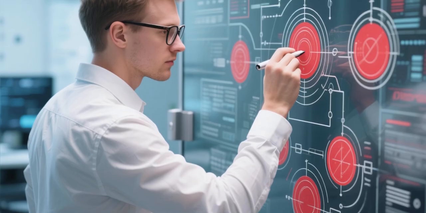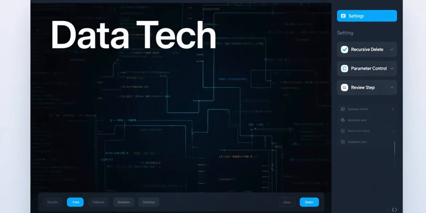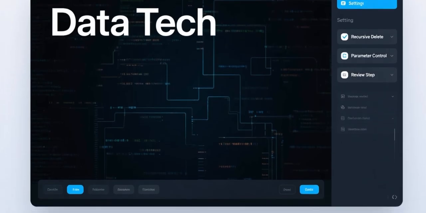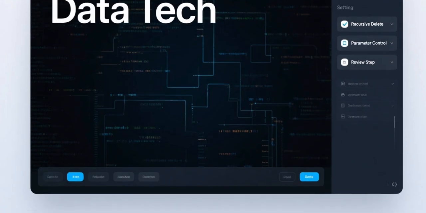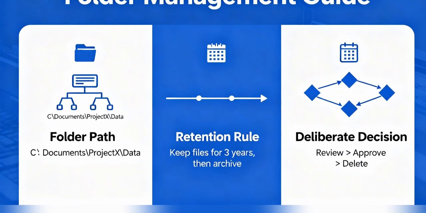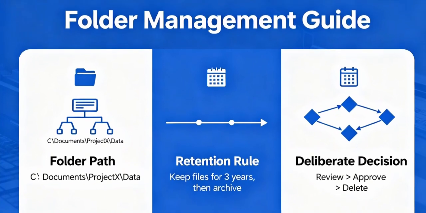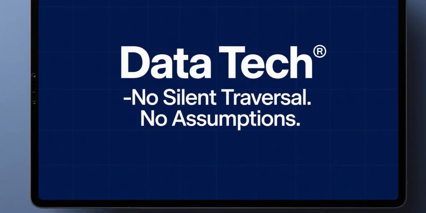After seeing how large the blast radius was, I changed the design. Recursion became disabled by default, controlled by a parameter, and explicitly reviewed. The pipeline now required a folder path, a retention rule, and a deliberate decision to enable recursion. No silent traversal, no assumptions.